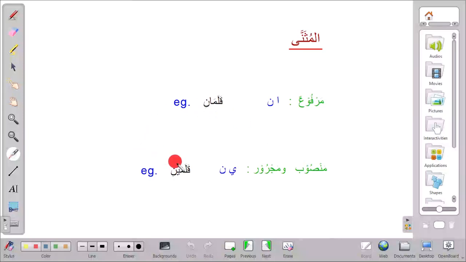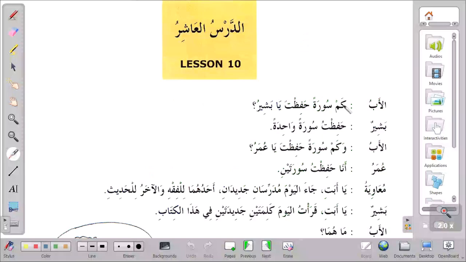So we simply see that it is marfu bil alif. When it is marfu in the default form, it will be alif, kalamani. But when it is mansub and majrur, it will be kalamaini. The alif will turn to ya. So ya wa nun, not alif wa nun here. I hope that is clear. So that is the simple i'rab of the musanna. So now let's look at the dialogue.